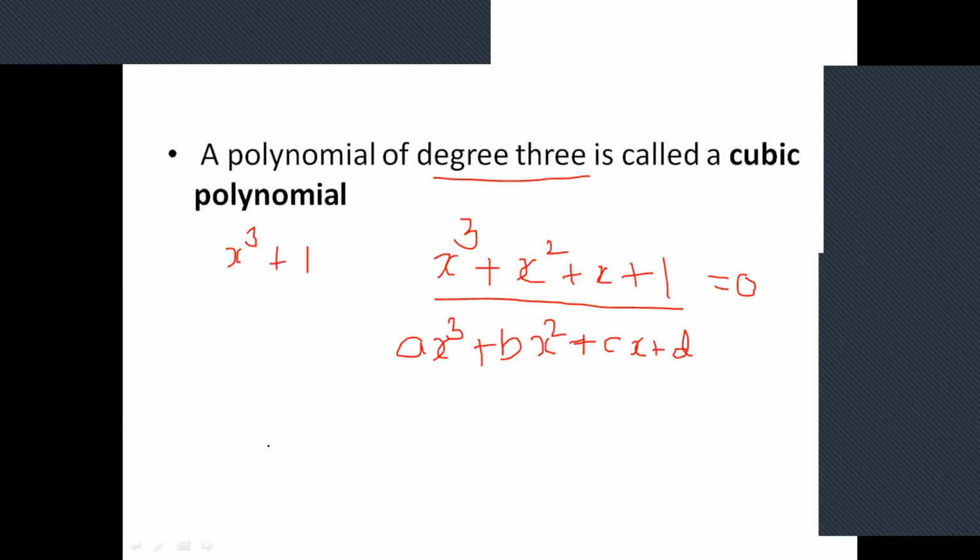When the degree becomes 4, that kind of equation is called biquadratic. So what is this biquadratic, where the degree is 4? This equation has a constant term, and I want you to write down the standard form of the biquadratic polynomial in your book.